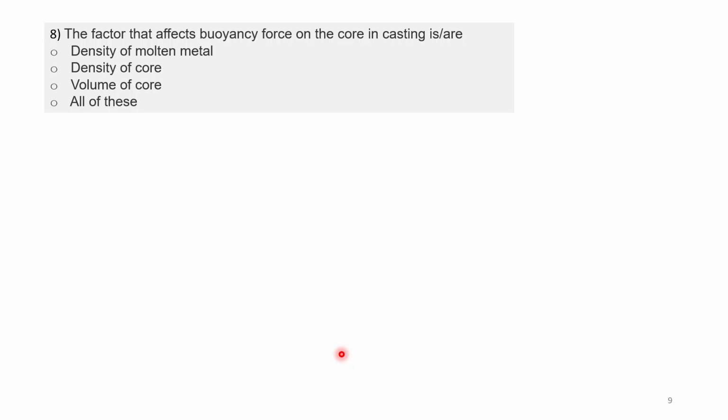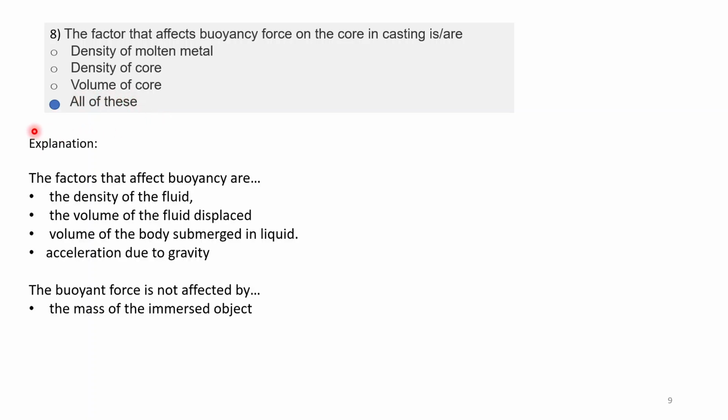Next question: the factor which affects buoyancy force on the core in casting is or are. So you have to find out which ones are correct. Which will affect this buoyancy force? Either density of molten metal, density of core, volume of core, or all of these. So the answer will be all of these.